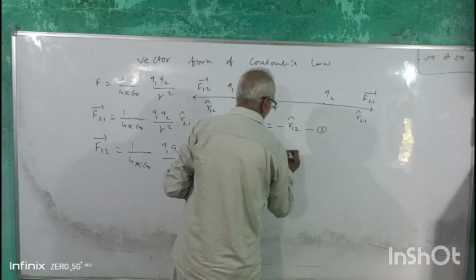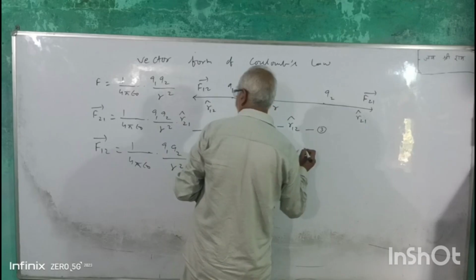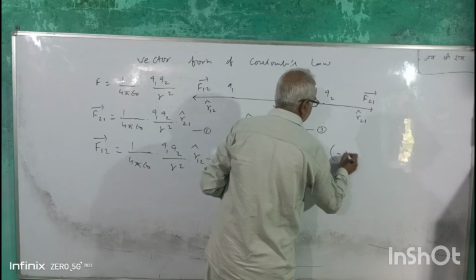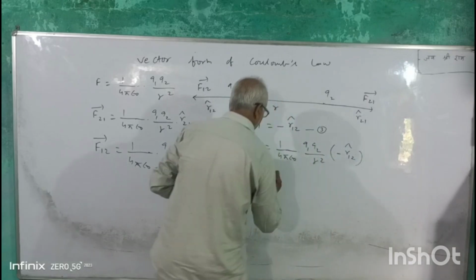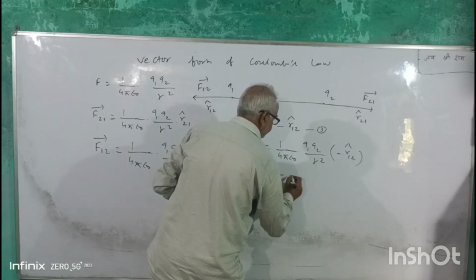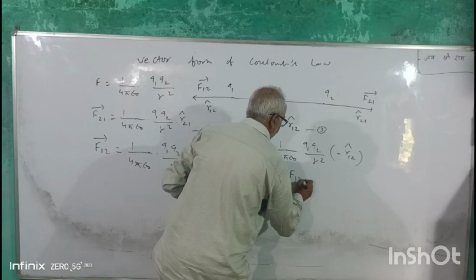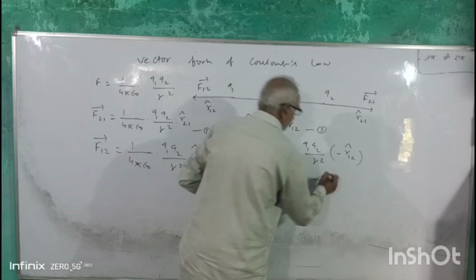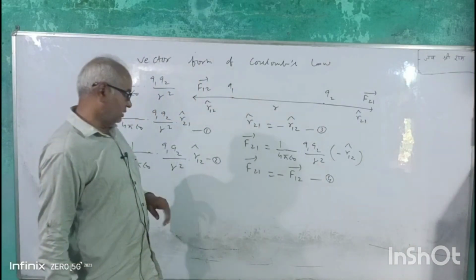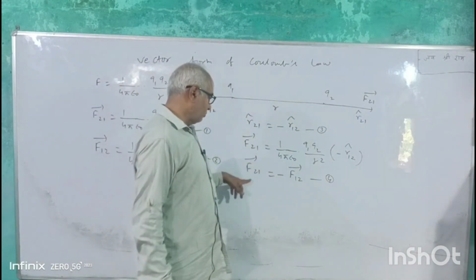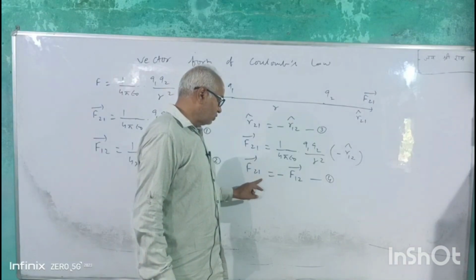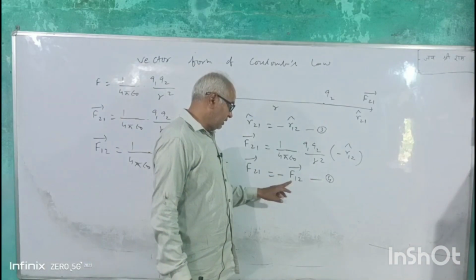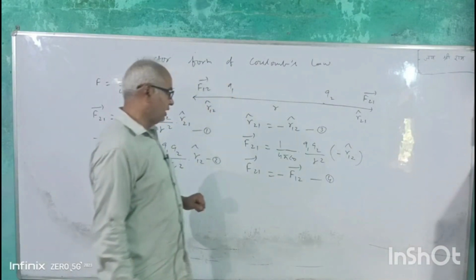Now if we put the value of r21 in equation 1, then we get F21 is equal to 1 upon 4 pi epsilon naught q1 q2 upon r square minus r12 cap, this is equal to minus F12. Therefore we can say that the vector form of Coulomb's law follows Newton's third law of motion, because these two forces are equal and the negative sign shows that their directions are opposite.